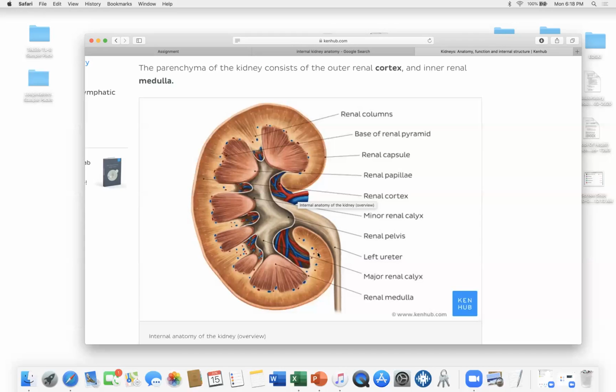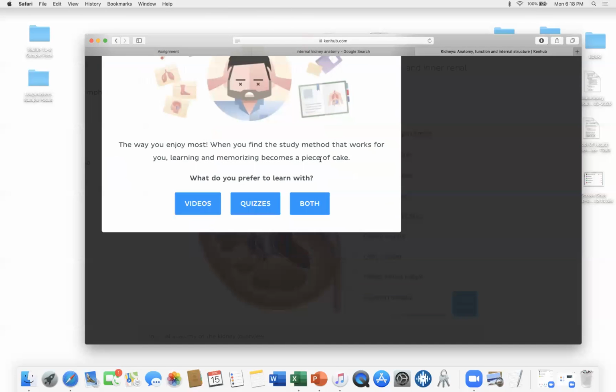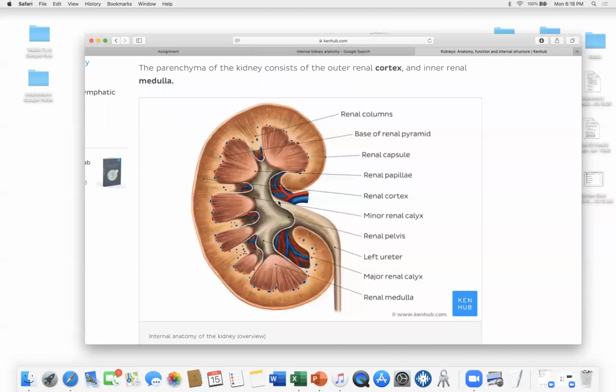So again, to review, you have your renal. Not like that. You look just here. Do you have a question? Hold up, I got to get back the picture.